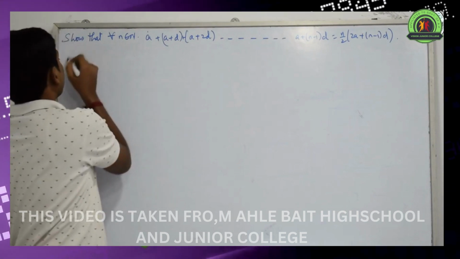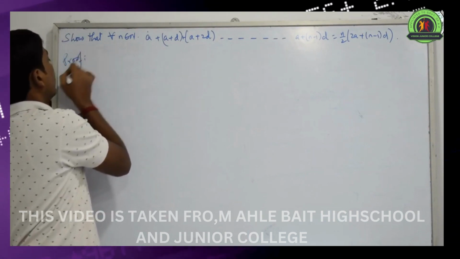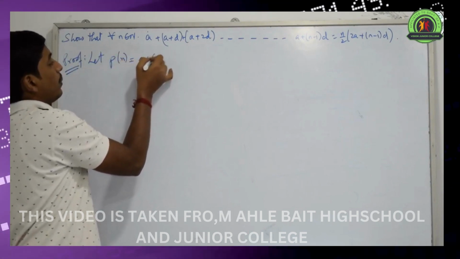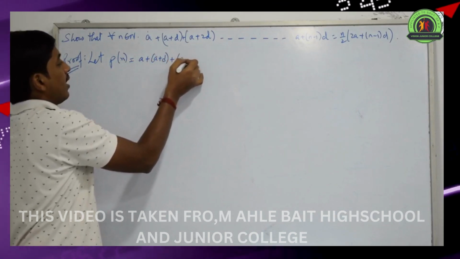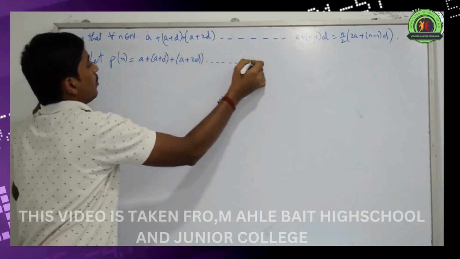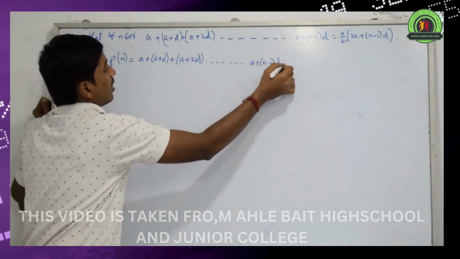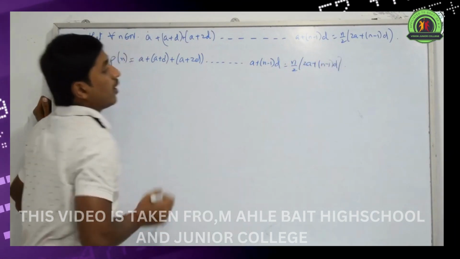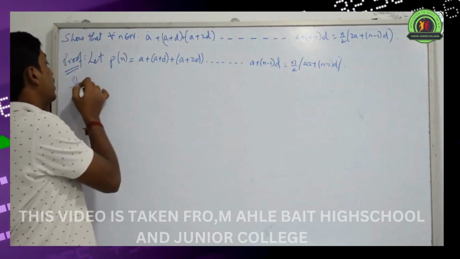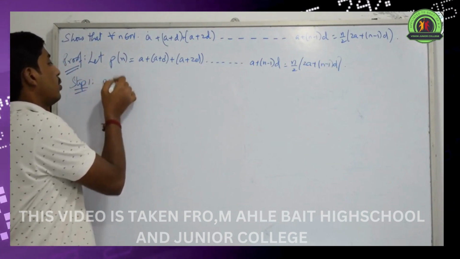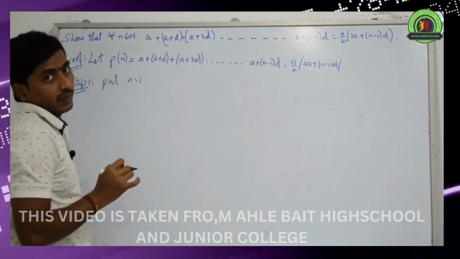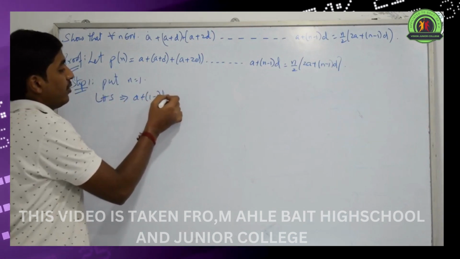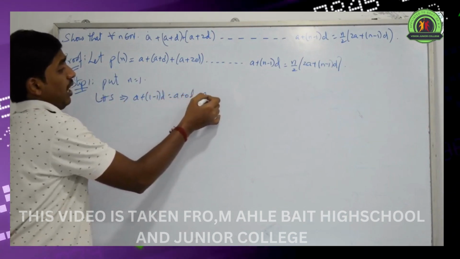Okay? Fine. What is the first step of my proof? Let P of n be A plus D plus A plus 2D and so on up to A plus n minus 1 into D is equal to n by 2 into 2A plus n minus 1 into D. Fine. What is my first step now? Step 1 is put n is equal to 1. That is LHS is A plus 1 minus 1 into D, that is A plus 0D, that is equal to A.